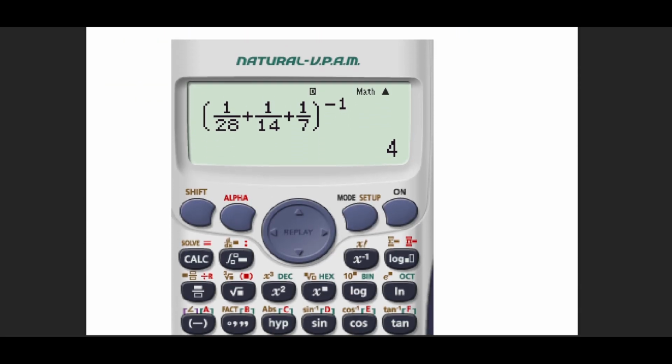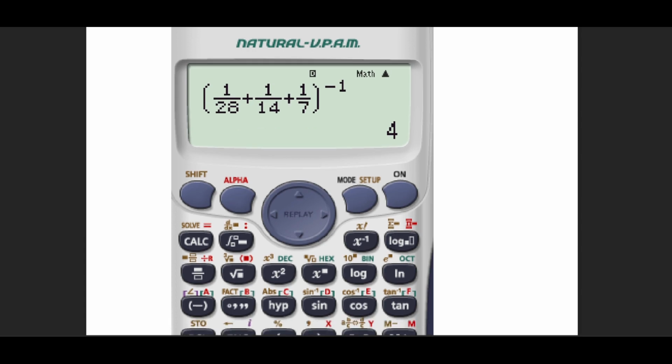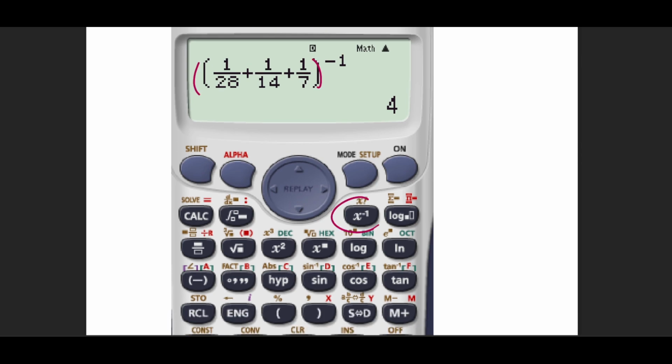Let me show you how it's done on the calculator. This is what you should see on the calculator. Simply add your numbers in fraction form, put a larger bracket, and then use the x raised to minus 1 button, or the power button and then raise to power with minus 1. Now, when you press equals, you will get this answer straight away.